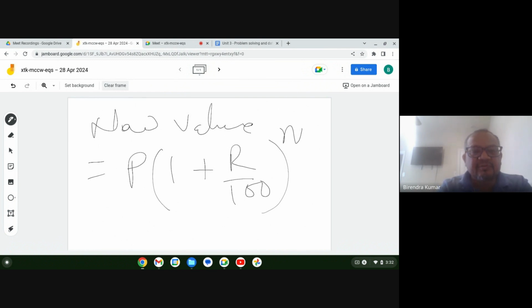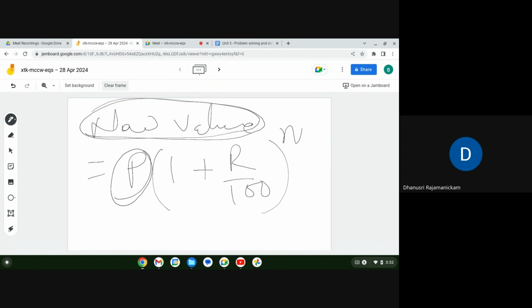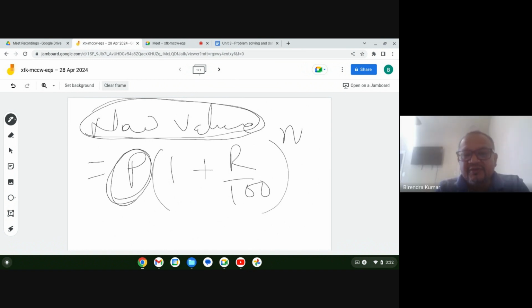So this is the compound, the new value of your net worth for a principal amount of P, if you are keeping it in the bank for n years, which is giving you this much as compound interest per year. Now let's look at this.